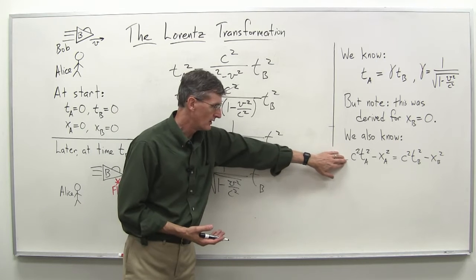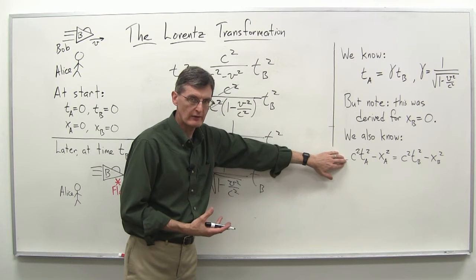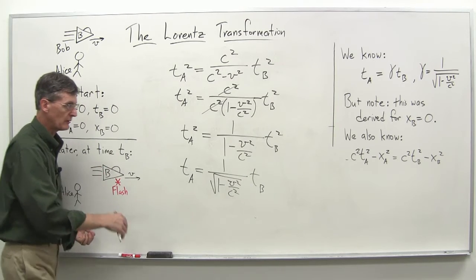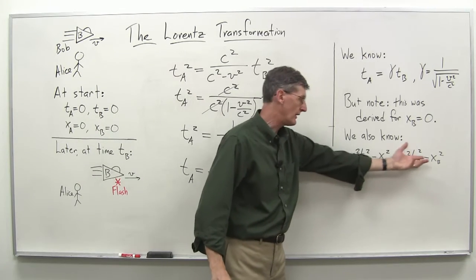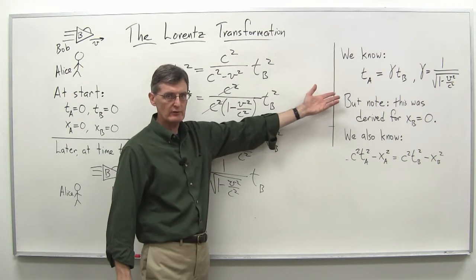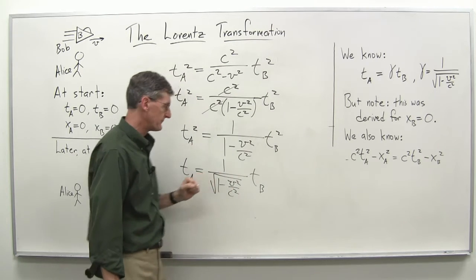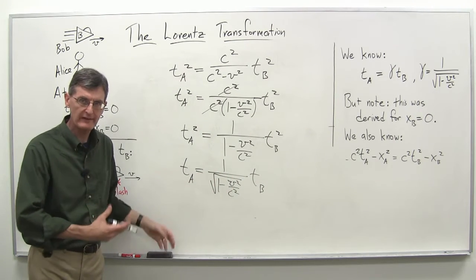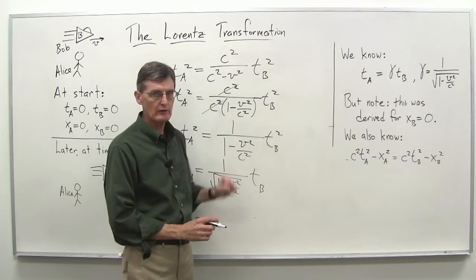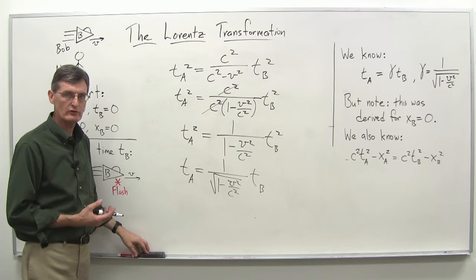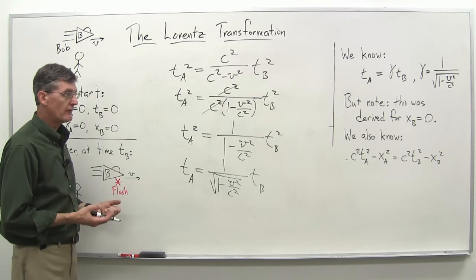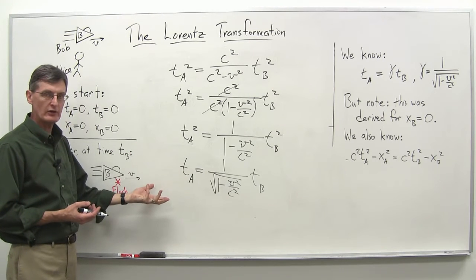We started with the invariant interval equation, and the fact that we are looking at a flash of light at xb equals 0, because remember, we plugged 0 in here, and then worked through the algebra, and lo and behold, what do we get? We get our time dilation equation. Ta equals gamma tb. So that's good news, because if we didn't get that, we would have made a mistake someplace along the way, either here or perhaps in our earlier derivation of the time dilation equation using the light clock.